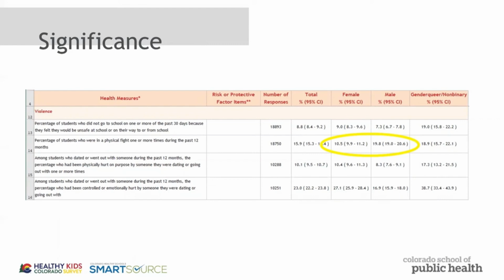You'll see in row 14 that the confidence interval for the result for females extends from 9.9 to 11.2%, and the confidence interval for males extends from 19.0 to 20.6%. Because these ranges do not overlap, there is high confidence that the results are different. We can say that the difference between males and females on this measure is statistically significant.